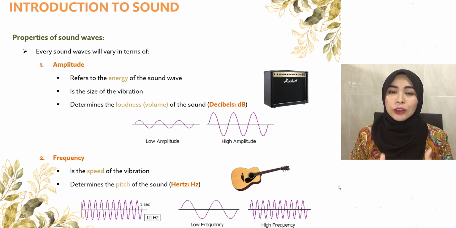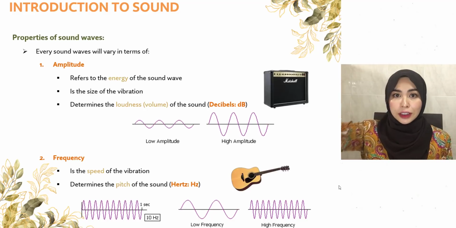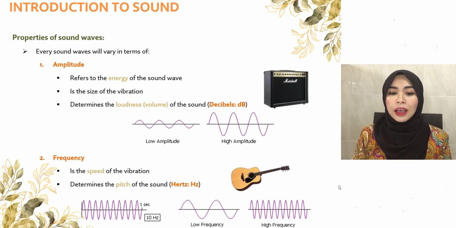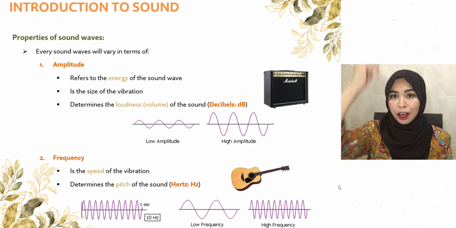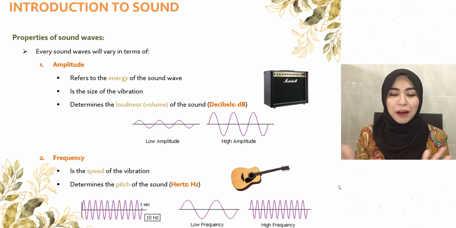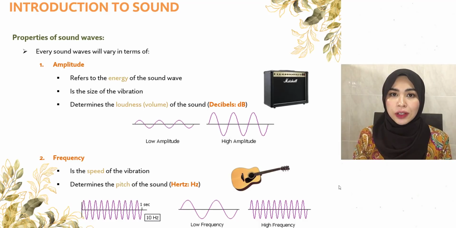Okay, so amplitude refers to the energy. So the higher the energy, the higher the volume, which is the size of the vibration. Okay, now amplitude is measured in decibels. Okay, low amplitude, lower energy. High amplitude, higher energy. Okay, just remember that. So the next property would be frequency. Frequency refers to the speed of the vibration. It is actually the pitch.